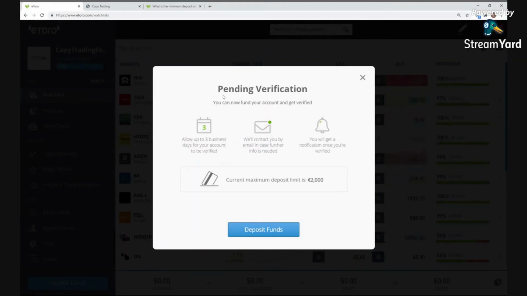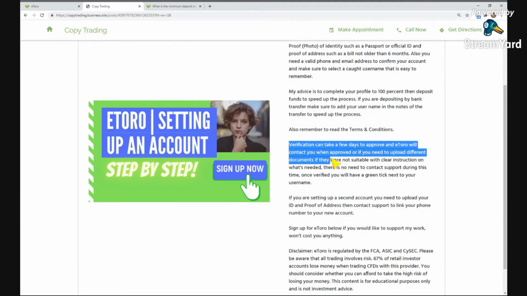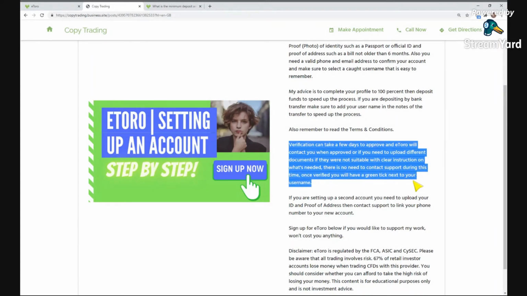So now eToro says that it can take up to a couple of days, a few days to get your account verified. But hopefully my one will be verified sooner than that because I already have an account linked to it. So verification can take a few days to approve and eToro will contact you when approved or if they need you to upload a different document if they are not suitable and they will give you clear instructions on what's needed. There's no need to contact support during this time. Once verified, you will see a green tick next to your username.